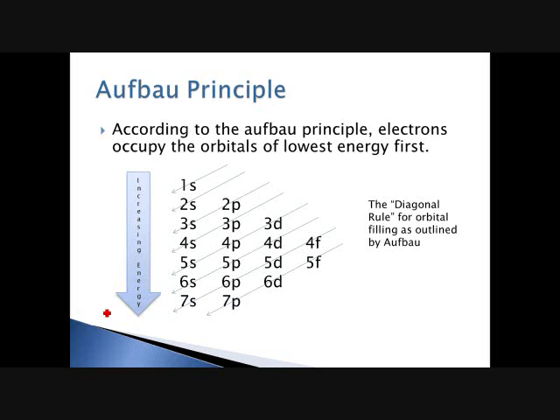Pauli exclusion principle and Hund's rule were both about orbital notation, what we did yesterday. And then the last one, the Aufbau principle, is about electron configuration, what we're doing today, okay? So according to the Aufbau principle, electrons occupy the orbitals of lowest energy first. So this is a question that's on the worksheet that I gave you. What is the lowest energy level?